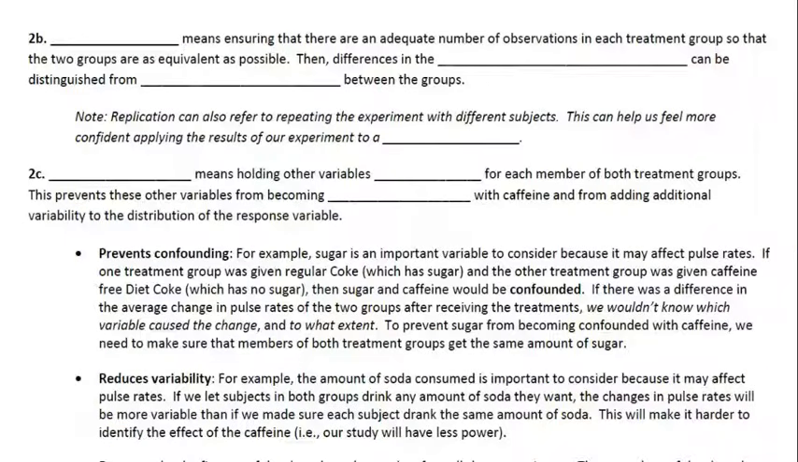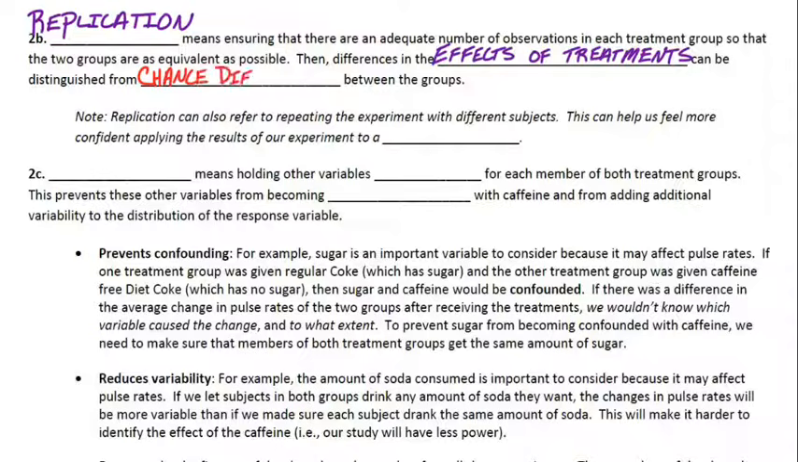Okay, so what's 2B here, the other key component in designing an experiment? That is replication. And replication means ensuring that there are an adequate number of observations in each treatment group, so enough people, so that the two groups are as equivalent as possible. Then the differences in the effect of the treatments can be distinguished from chance differences.